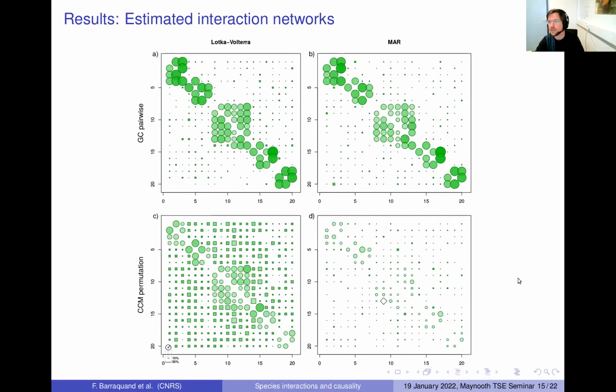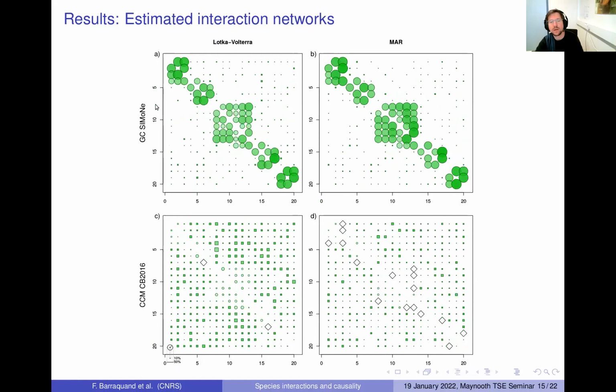So if we go to 20 species, which starts to be quite a challenge, with Granger causality, for both Lotka-Volterra and MAR simulated networks, we have this nice recollection of the modules and also the connecting species between them. So we get very well the structure of the network, and there's a very low amount of false positives. And in that particular case, convergent cross-mapping is not doing so great and is having quite a bit of false positives, and also not finding all the interactions in all cases.